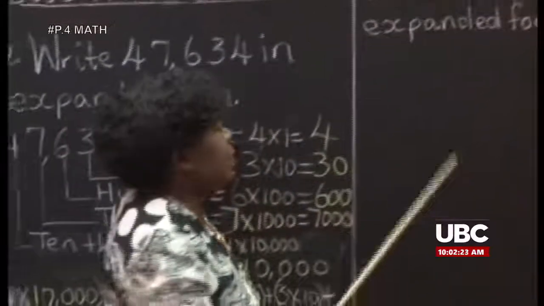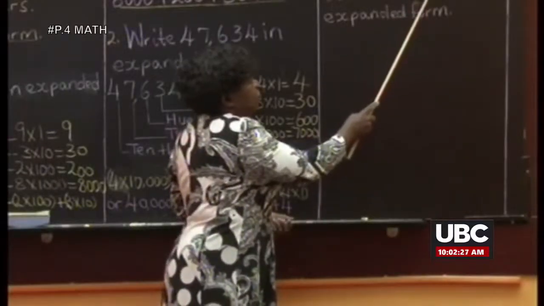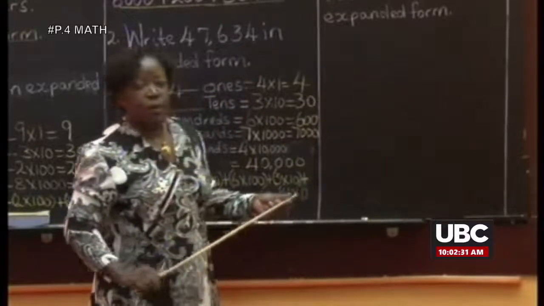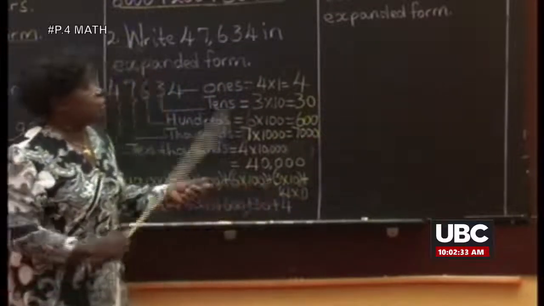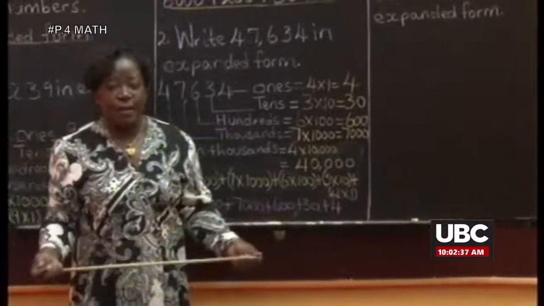Our next example says, write 22,222 in expanded form. We are ending there. I want you to go home and try out that number. We shall continue from there when you come back.